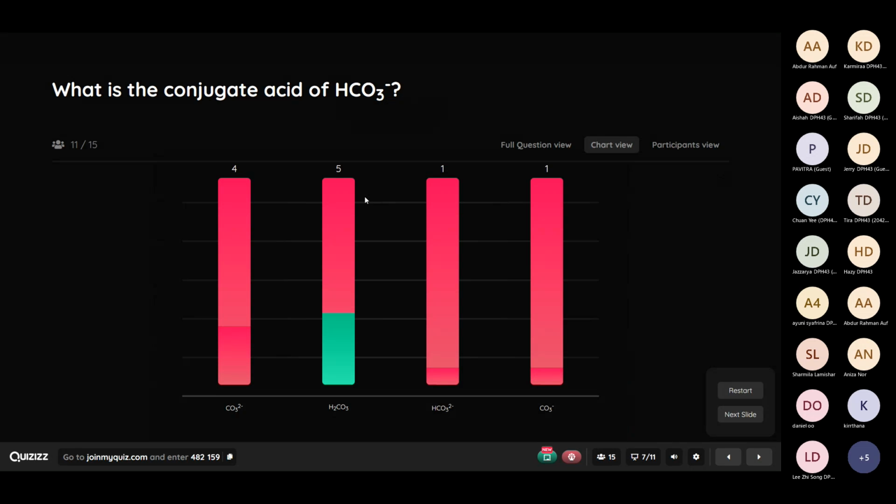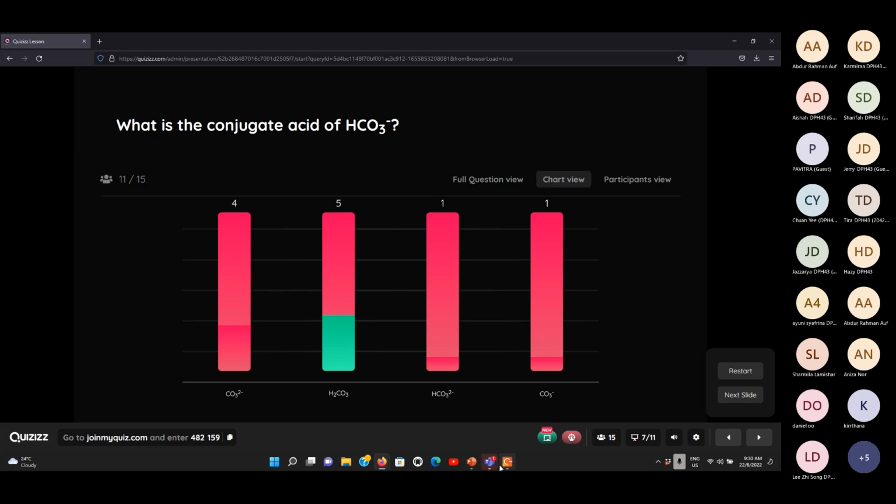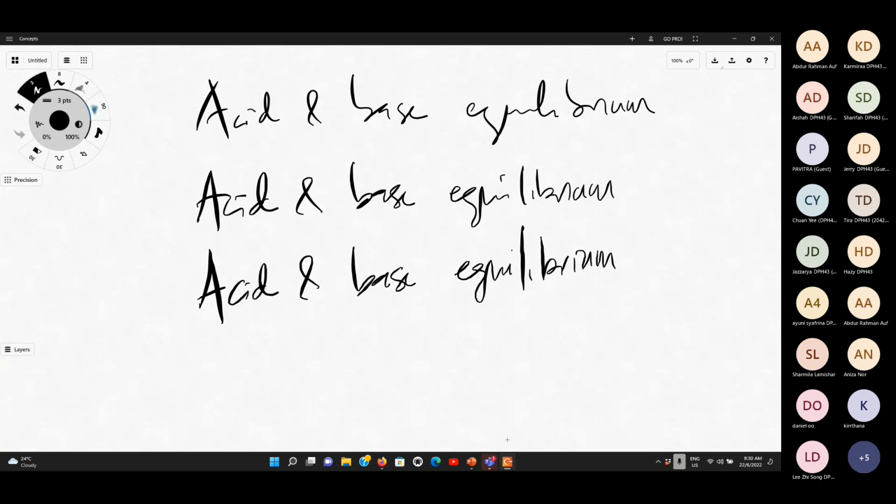So, kat sini half of you got it right. 5 orang. The conjugate acid of H3O, H2CO3 minus. Okay, so what does this mean adalah, macam mana nak tahu apa nama the answer to this question. So let me buka my whiteboard. Soalannya, what is the conjugate acid of H3O plus?